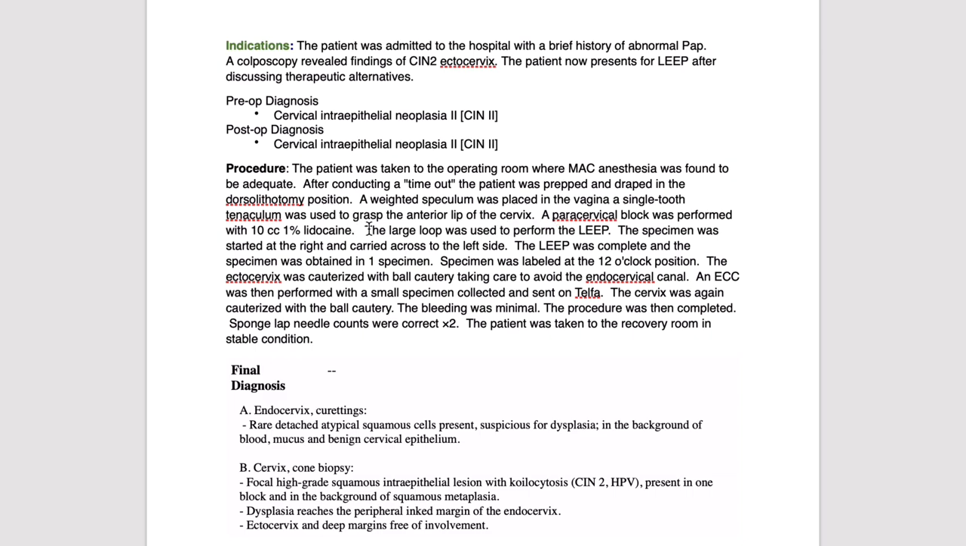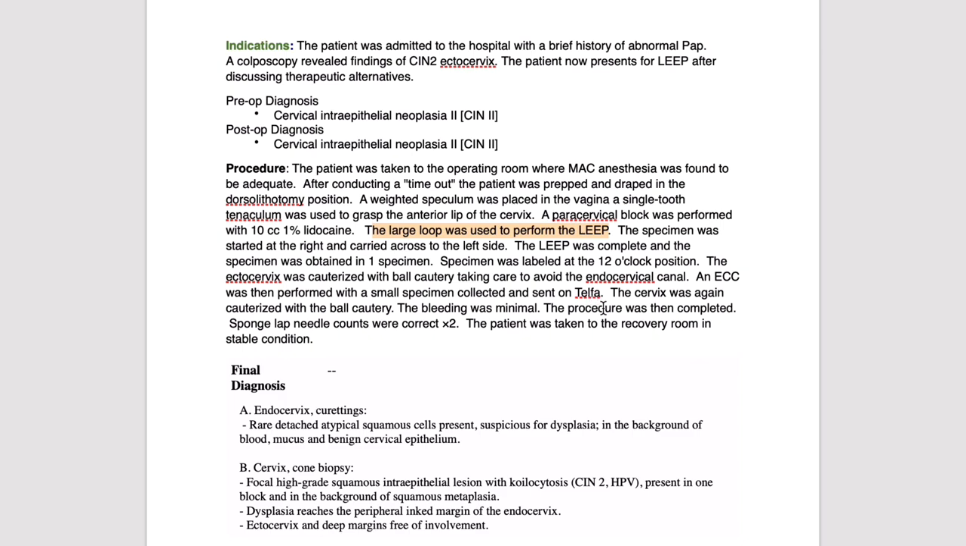So that's very important. To know the specimen was started at the right and carried across the left side. The LEEP was complete. And the specimen was obtained in one specimen. The ectocervix was cauterized with ball cautery, taking care to avoid the endocervical canal. An ECC was performed and small specimen collected and sent on Telfa.